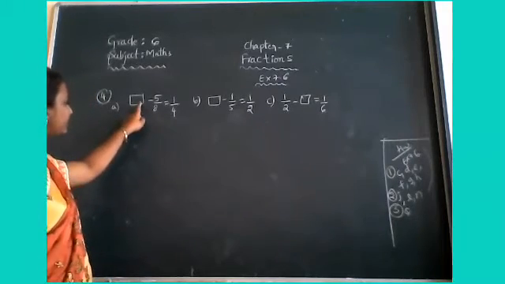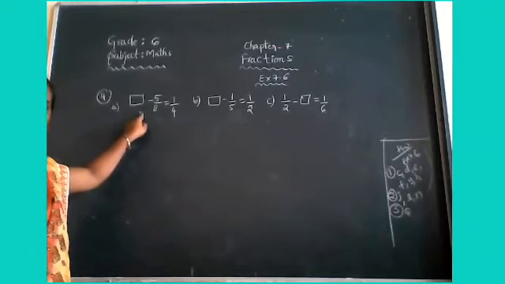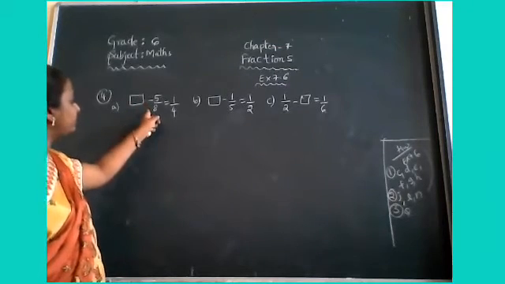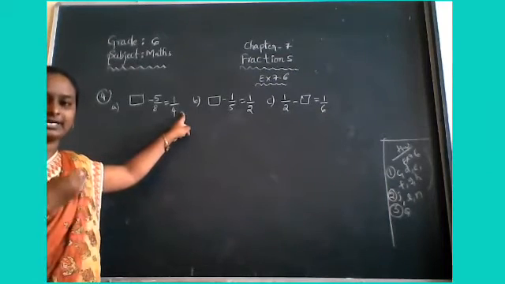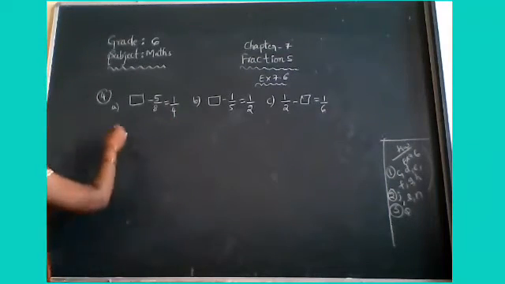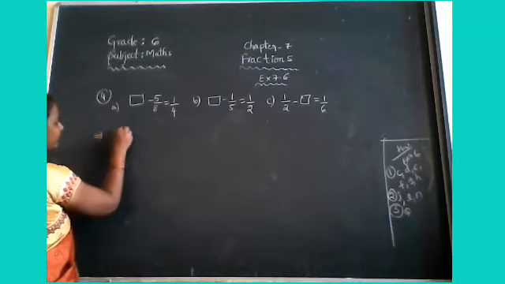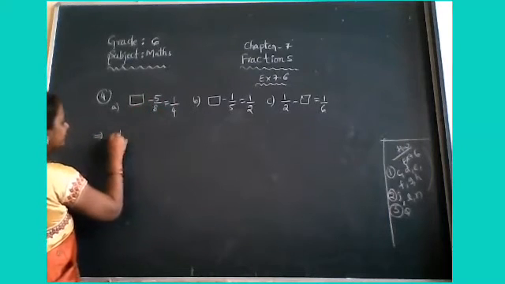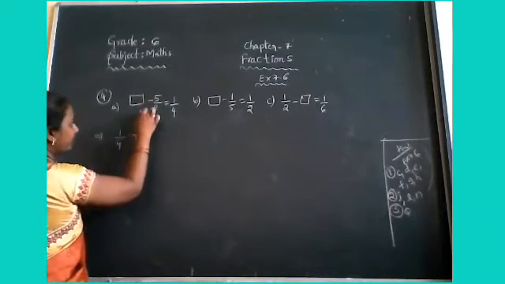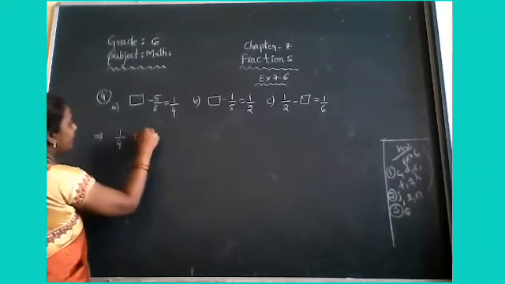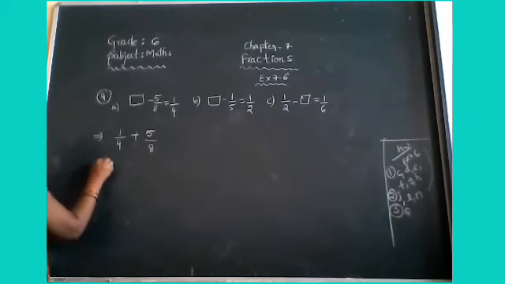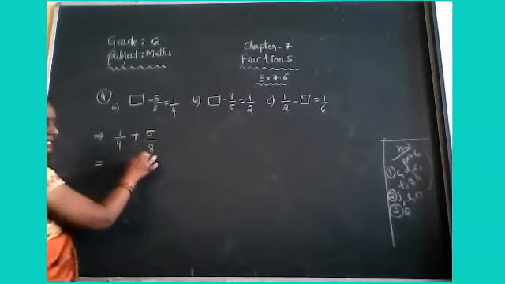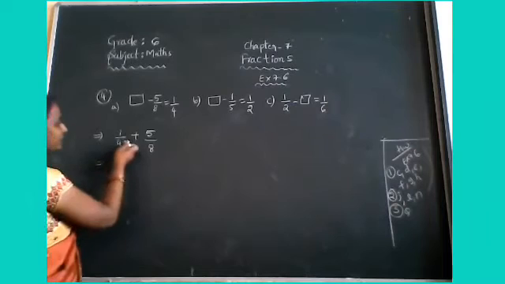Right. So first you don't know this fraction. So then what you have to do? You have to shift this to the other side. That is called transpose. Okay. So now I am going to transpose 5 by 8. Minus will become plus. It is plus 5 by 8. Now 1 by 4 plus 5 by 8. It is easy enough to add the two fractions.